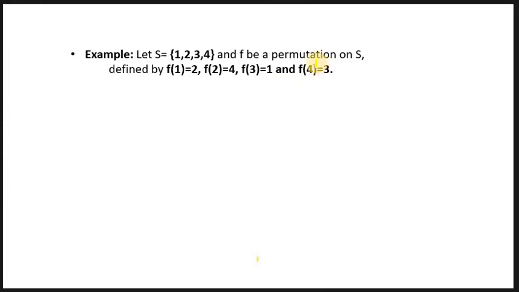Now let's see how we can write this permutation. That is, f is equal to: the first row, the domain S elements, are 1, 2, 3, 4, and in the codomain we have the images respectively. The image of 1 is 2, so the second row's first element, f of 1, is equal to 2, and f of 2 is 4 in the second column. Then f of 3 is equal to 1, f of 4 is equal to 3. So this is the corresponding permutation for the given set.